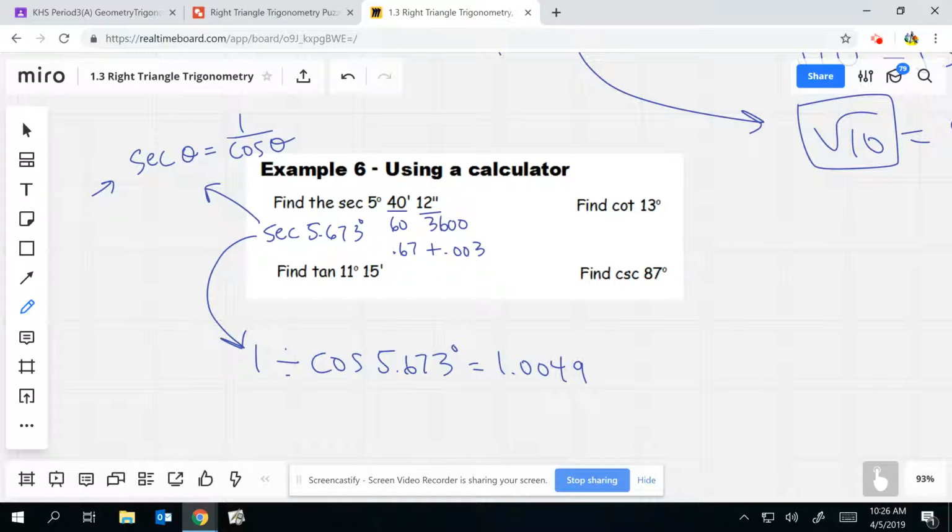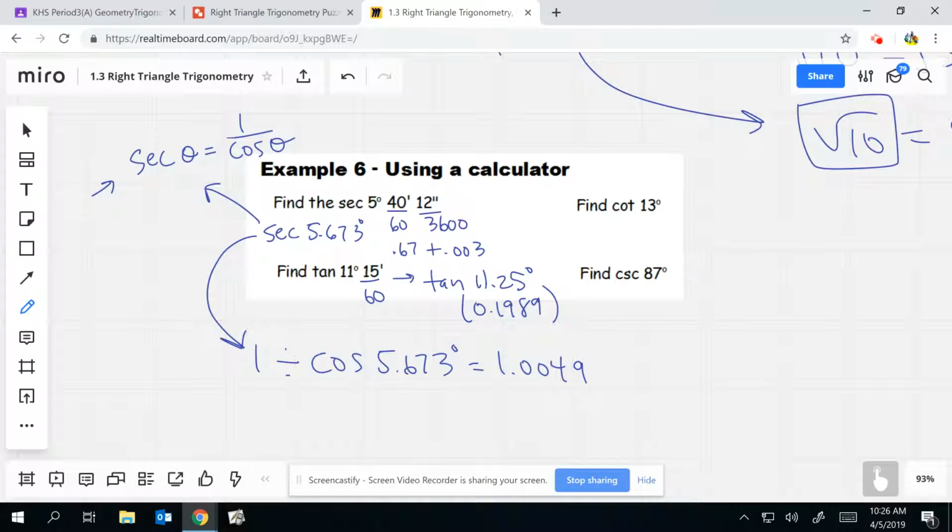The next one, tan 11 degrees 15 minutes, means you're going to divide by 60, and that's going to give you 0.25. So really you just want tangent of 11.25 degrees. Okay, so tan of 11.25 in degree mode, 0.1989. So that's what you would get for your tan.